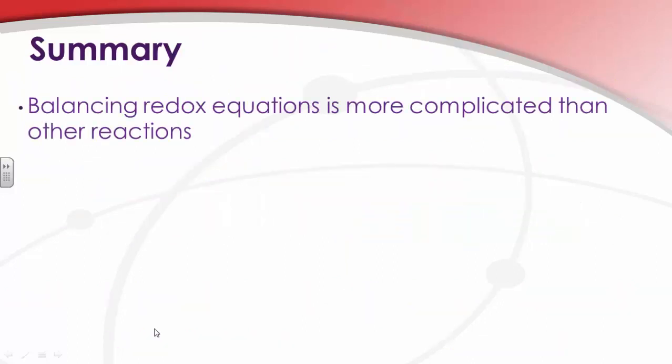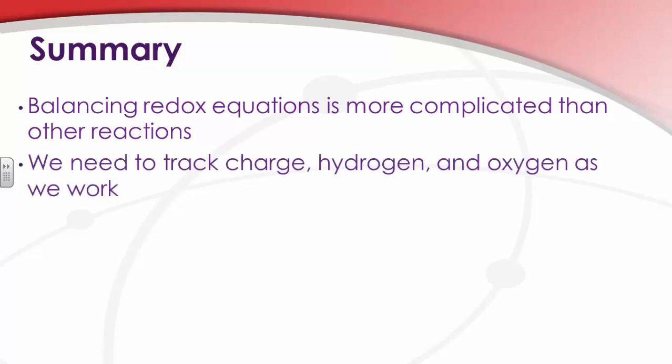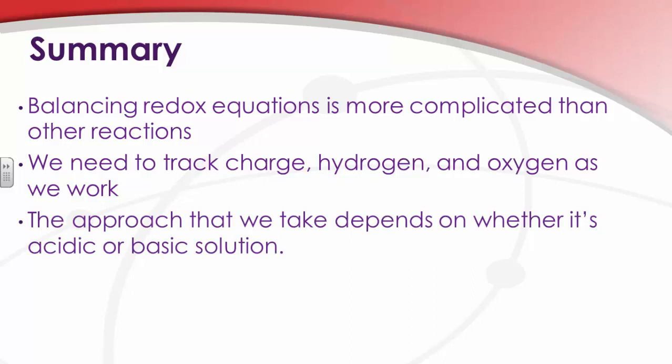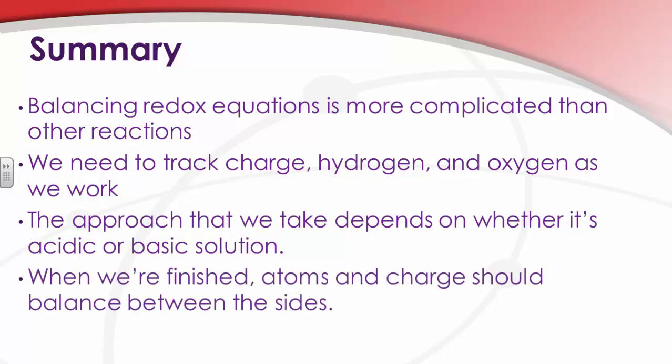Okay, so to summarize, balancing redox equations is a bit more complicated than other reactions because we have to actually consider the electrons before we balance them. We have to sequentially first track the charge, then the hydrogens, then the oxygen as we work. And the precise approach we take depends on whether it's acidic or basic solution. But when we're finished, everything should balance. Atoms and charge should balance between each side. And so we can do a quick check and always make sure we get 100% on those questions.